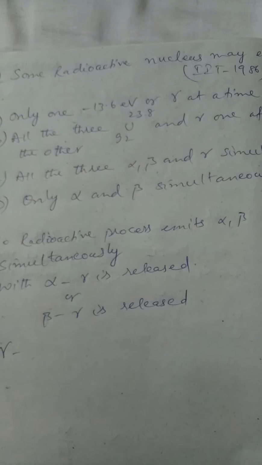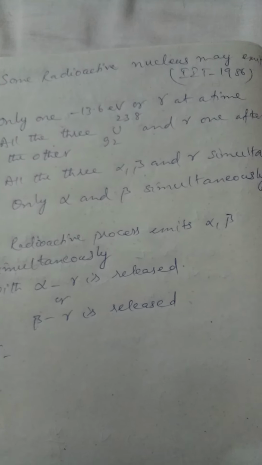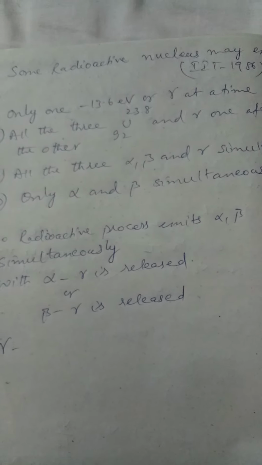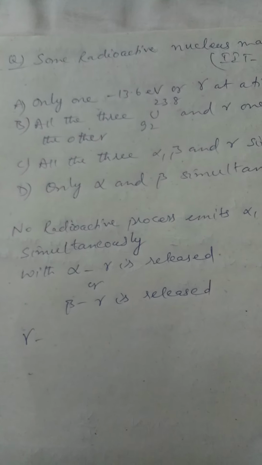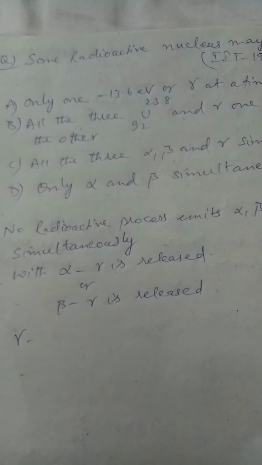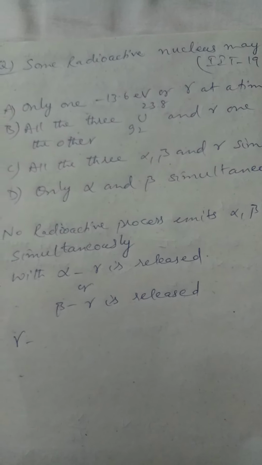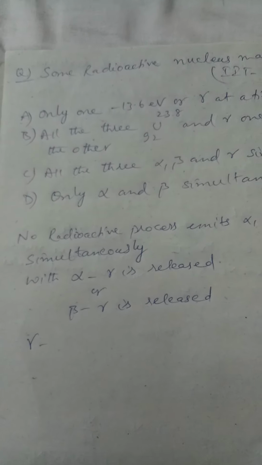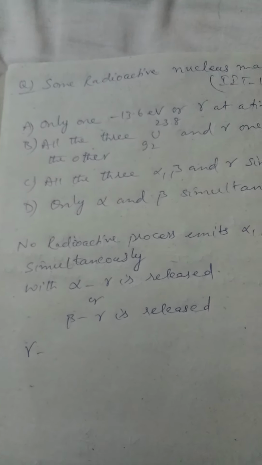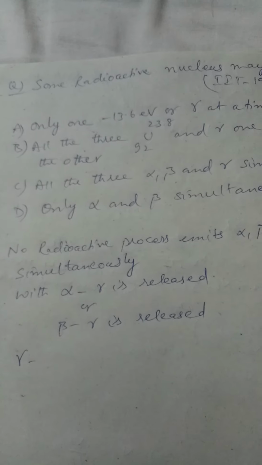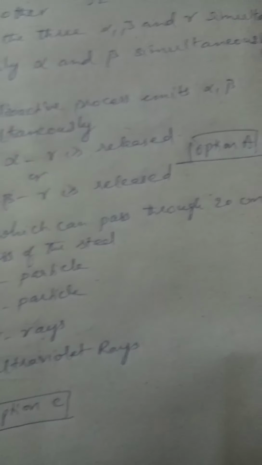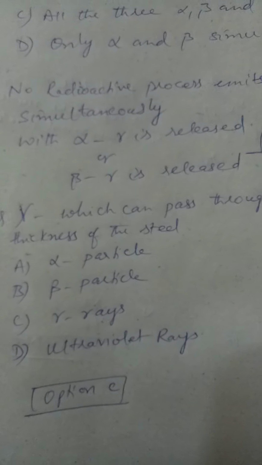Look at option D. Only alpha and beta simultaneously. No. All the 3 alpha, beta, gamma simultaneously. No. I am talking about C and D options, not possible. Look at option B. All the 3, U238 and gamma one after the other. Actually no. See, gamma is released one at a time, either with alpha or beta. So option A is correct.